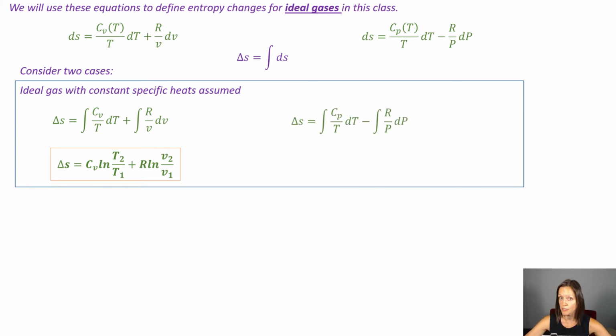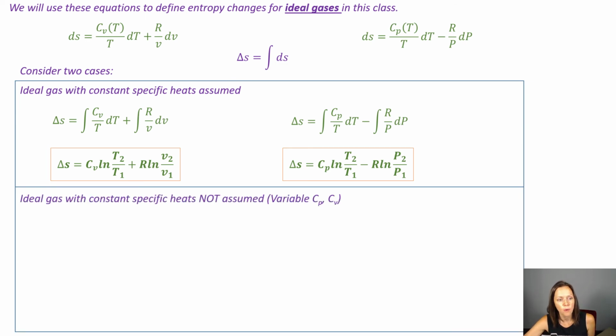Same thing over here. Cp and R are both constants. They come out of the integral. And there's my simplified equation. So those two equations are valid if you've got an ideal gas with constant specific heats assumed. You've got to make those two assumptions to do this.